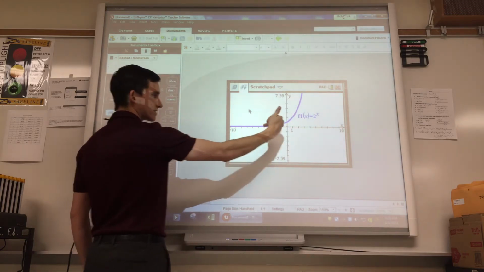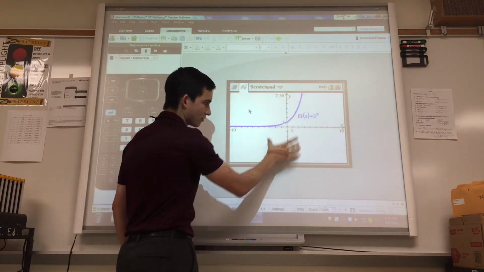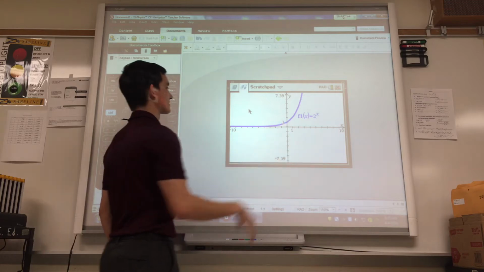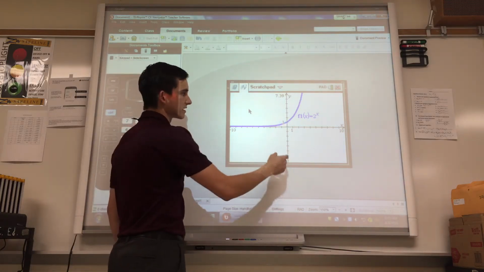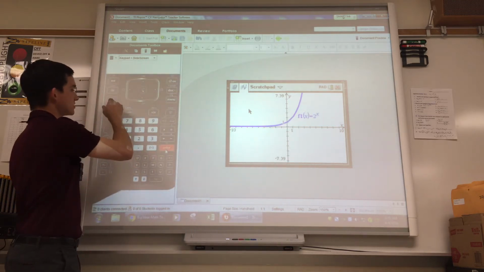Now you can take this and slide it down by putting a -1 out here, and it would slide the whole graph down 1, so it would cross the x-axis. But generally speaking, your basic exponential functions should never cross the x-axis. Let me do a few more.